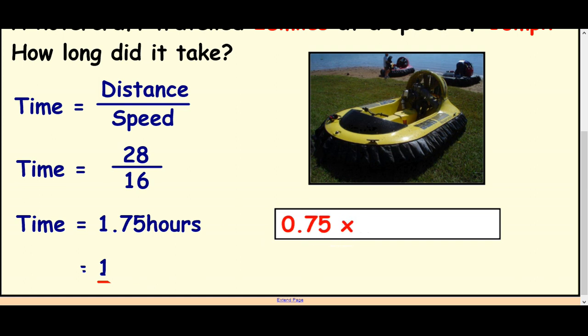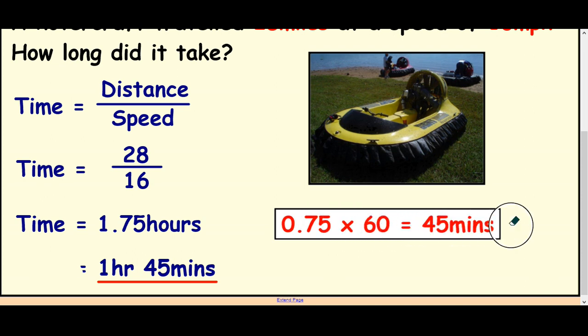You need to try and learn the 0.75 part as 3/4 of an hour, and that would be 1 hour and 45 minutes. Alternatively, if it's a calculator paper, you can times the 0.75 by 60, or 3/4 of 60 is 45. That would give you the answer. But in time, if it's whole number hours, leave it here, but if it's got a decimal value, we always want hours and minutes.